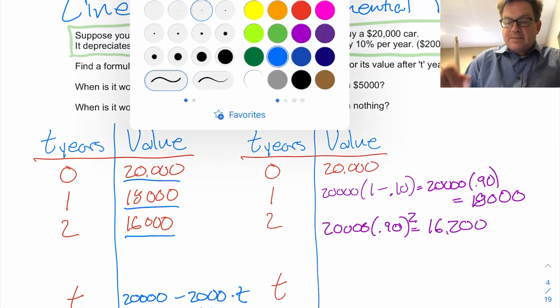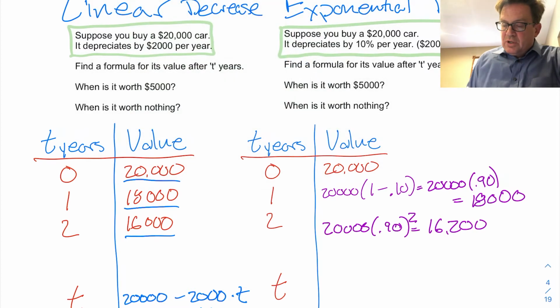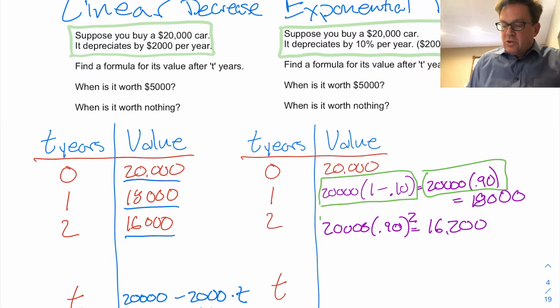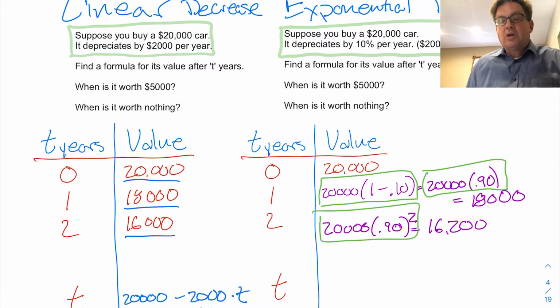What's the difference in an exponential function? In an exponential function, every year you decrease by 10%. And so that growth factor, in this case a decreasing factor, a decay factor, is 1 minus 10%, which is just 90%. So each year the value is 90% of the previous year's value as it decreases. And so after 2 years, it's 90% squared, 0.9 squared, and that comes out to 16,200.